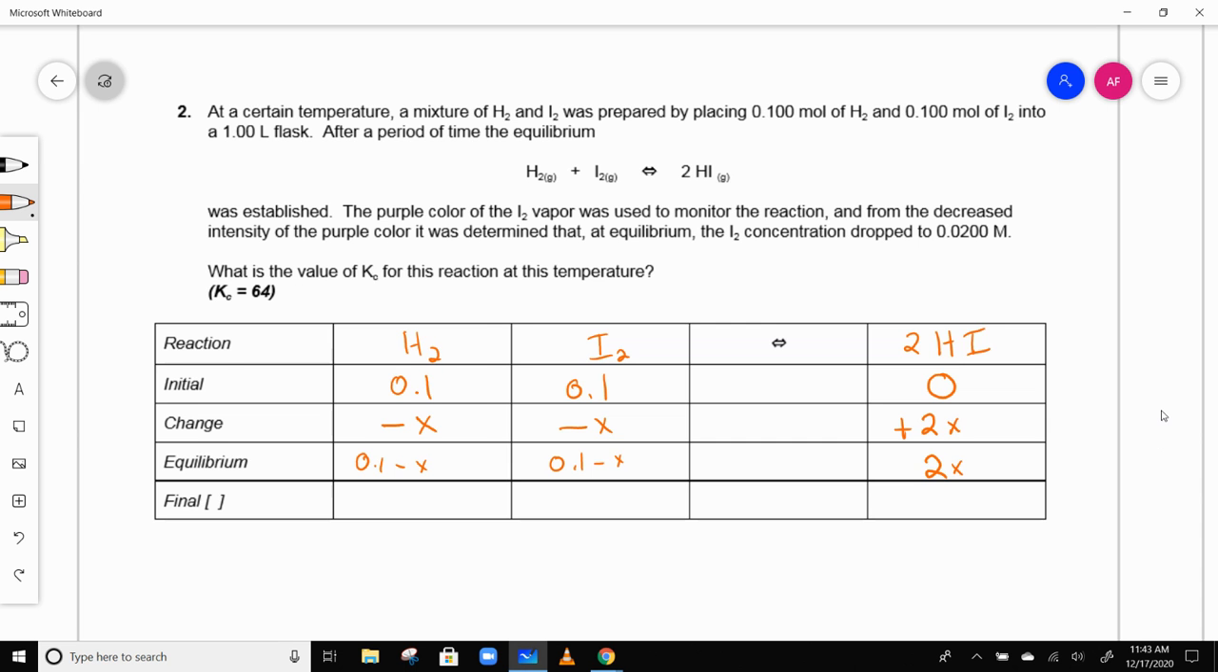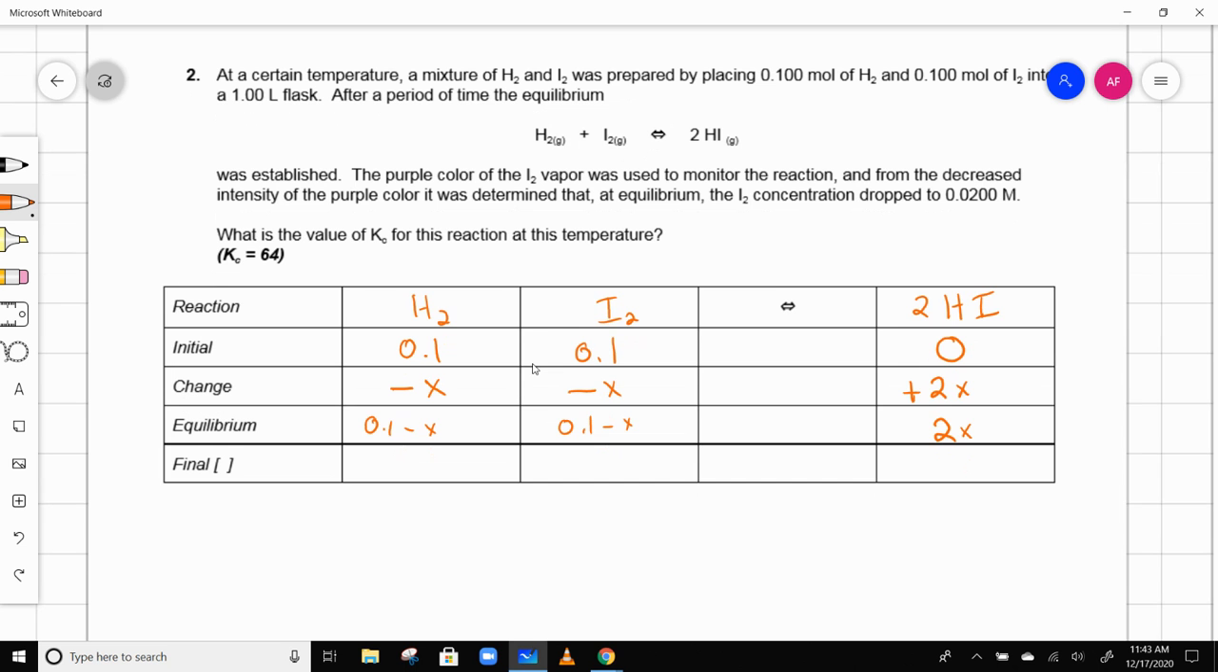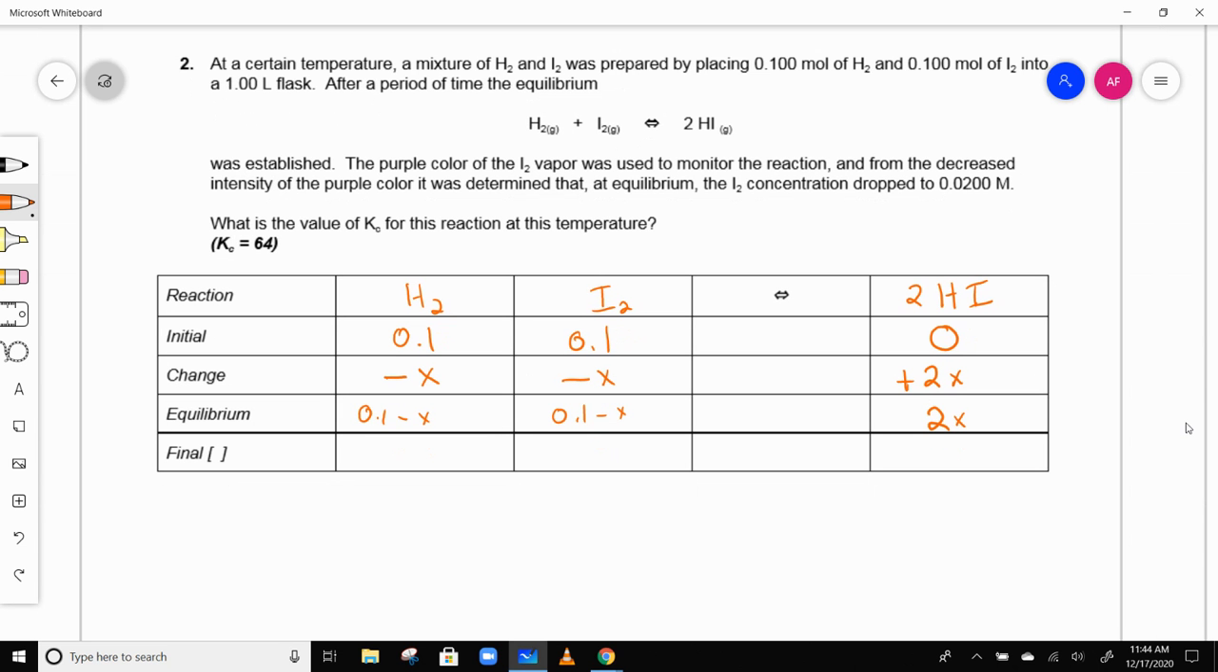Now this one was easy because we only started with reactants. We know which direction it's going to go. Pretty much all the ones that we do today are either going to only start with reactants or only products. So it's just going to go one way or the other. You don't actually have to find Q. Later on when we come back from break, we'll do ones where you actually have to calculate Q first and then determine which direction it's going to move, either left or right, and then do all this.